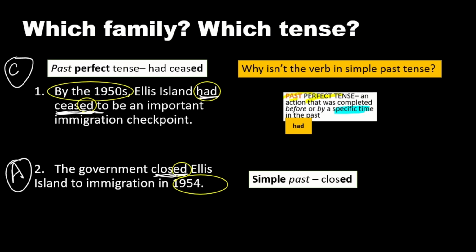So hopefully for number one, you chose letter C, had seized. And for number two, you chose A, closed. So let's look at why number one was C, which is had seized. Well, the sentence read, by the 1950s, Ellis Island, and then it went on, we chose had seized to be an important immigration checkpoint. What I want you to pay attention to is exactly right here, what I've circled in yellow is the by the 1950s.